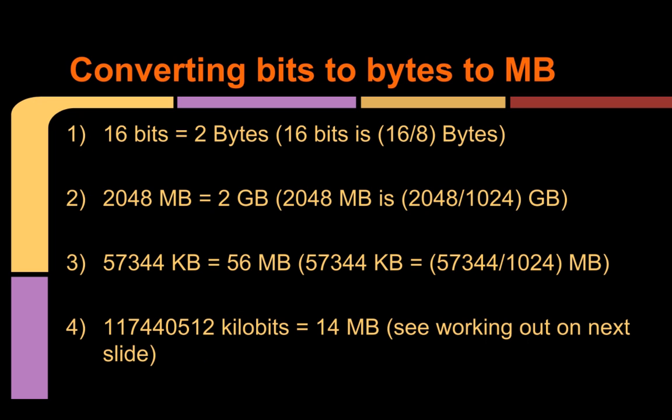Now, when we're converting bits to bytes, to megabytes or further, I've given some examples here. We've got 16 bits, which equals 2 bytes. So 16 bits is 16 divided by 8 bytes, which is 2 bytes. 2048 megabytes equals 2 gigabytes. We know that just from a basic idea, but the reality is 2048 megabytes is 2048 divided by 1024, and that gives us our gigabytes.